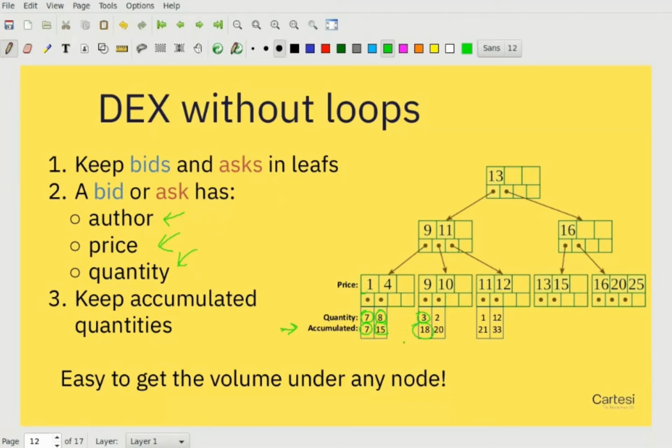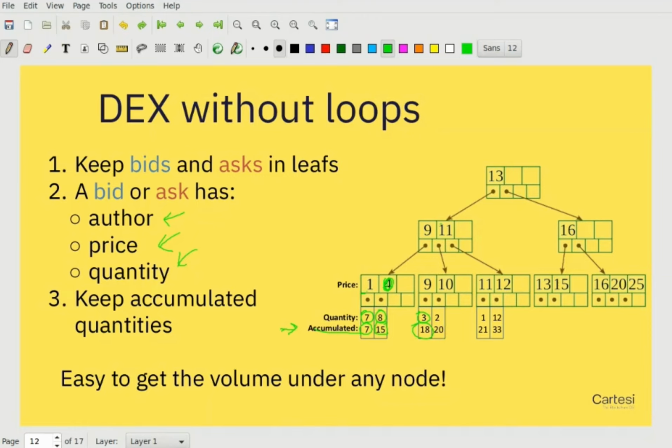So I'm cheating a little bit because if I wanted to keep this accumulated sum at the leaves as it's indicated in this picture, if I remove the 4 here, if I remove this element with this quantity, I would have to update all these accumulated values here. And that would be linear. So I'd have to loop through all these, and that would be terrible.